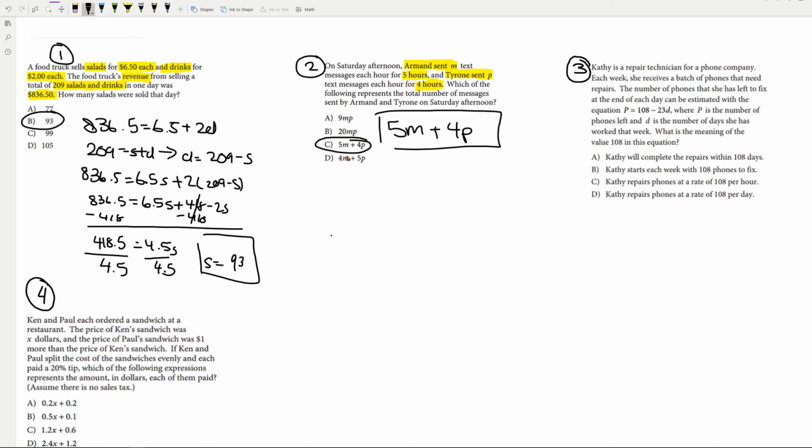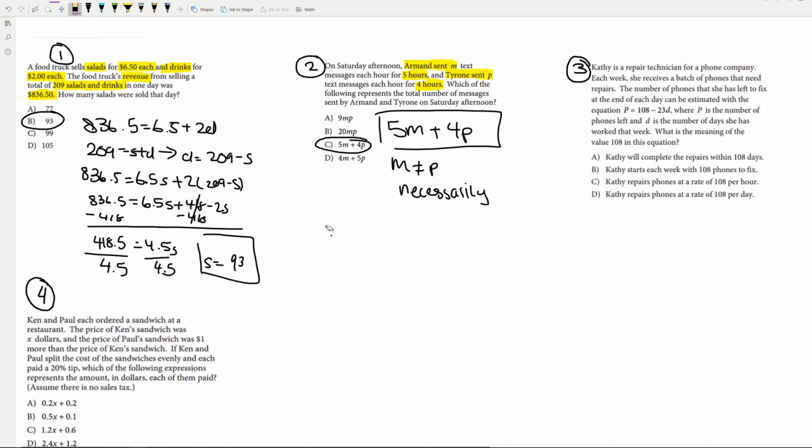Now, the reason why we don't combine these is because we don't know whether or not M is equal to P. Since they didn't specifically state it in the problem, we're not going to assume anything. We're just going to leave it as it is. So yeah, C is the answer.